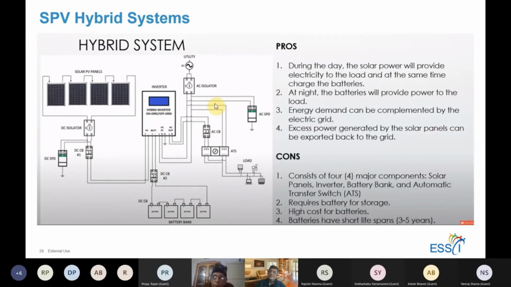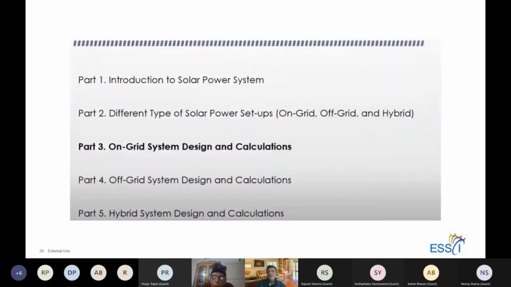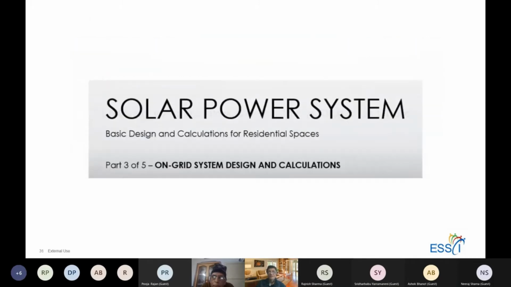Strictly speaking, when we say hybrid, we are talking of beyond just solar. Beyond solar and utility, there has to be another type of energy system there also, like a DG set or a wind system or a tidal energy system. That's how you actually take hybrid. So we are using a very simplistic use of hybrid in this definition.